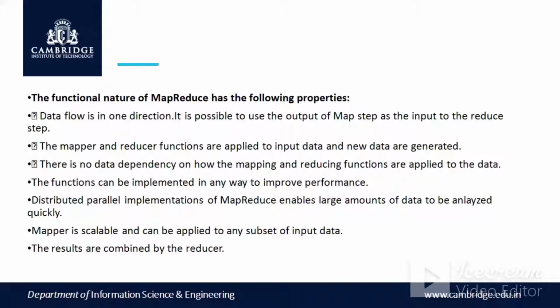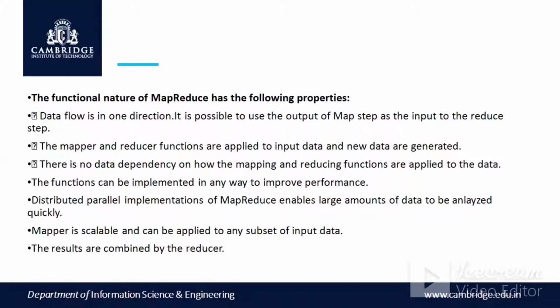The functional nature of MapReduce has the following properties. Data flow is in one direction. It is possible to use the output of the map step as the input to the reduce step. The mapper and reducer functions are applied to input data and new data are generated. There is no data dependency on how the mapping and reducing functions are applied to the data, so it can be implemented in any way that improves the performance.